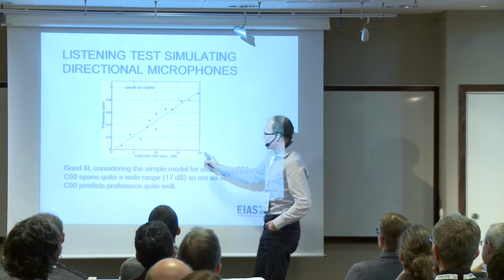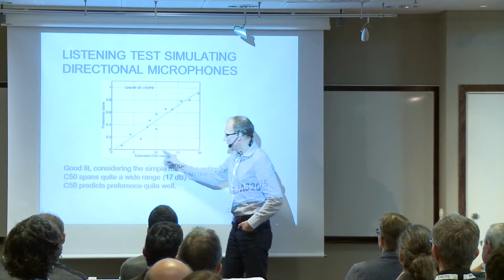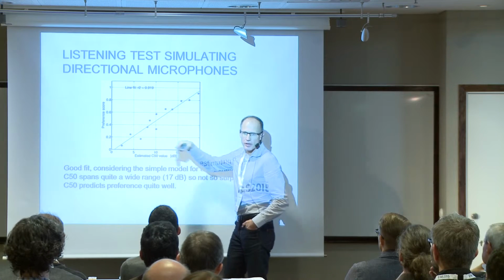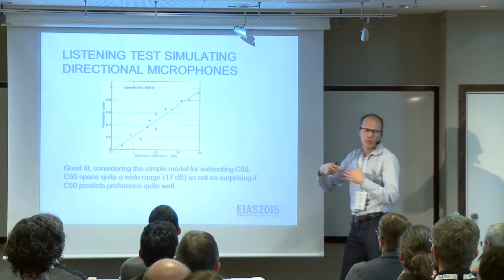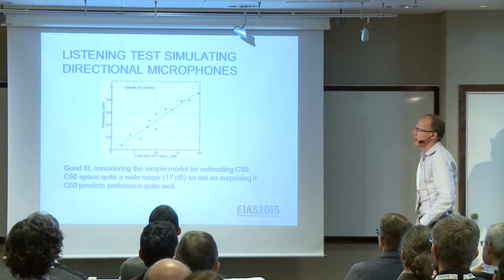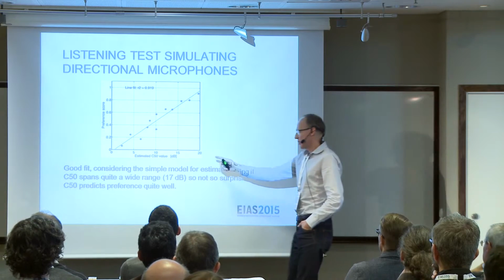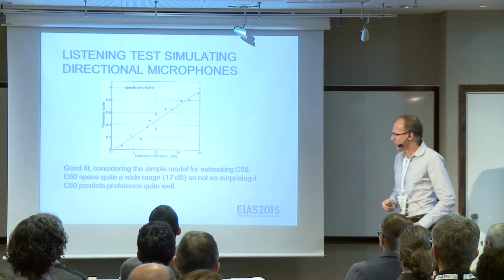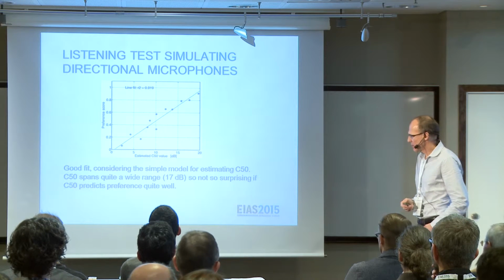So we can see that when we have such a huge range of C50, up to 20 decibels, down to 2 decibels, then certainly the C50 is a very good predictor of preference. And we can reach high values if we manage to use directional microphones in a reverberant room in a video conference.